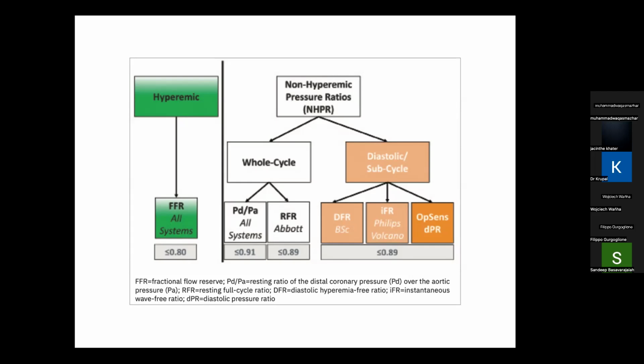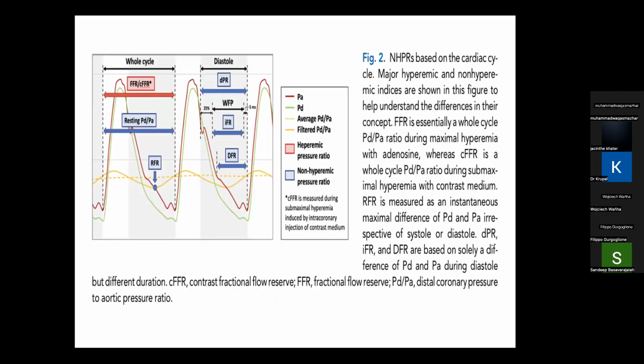Yes, the sir has said correctly. So I will go to the next slide. Now, the non-hyperemic parameters are mainly dependent on the waveforms. Most of them calculate the pressure difference. The main thing is to calculate the PD/PA ratio. So they calculate the pressure difference during diastole. Those are called DPR, iFR, and DFR. iFR is commonly used and extensively studied in various trials.